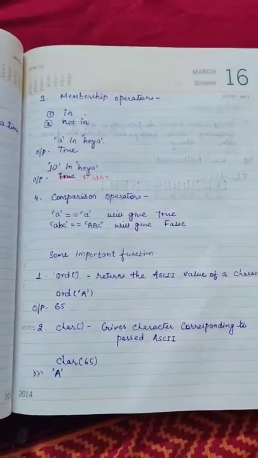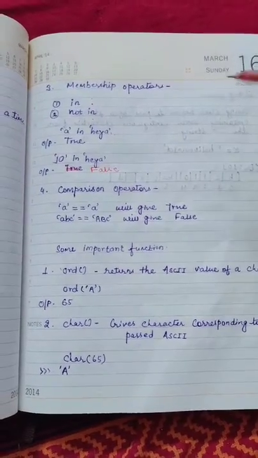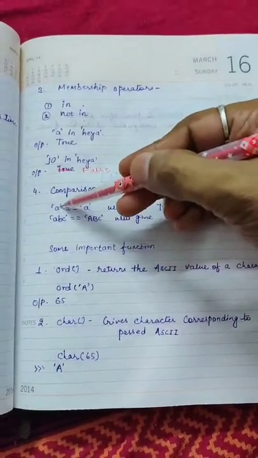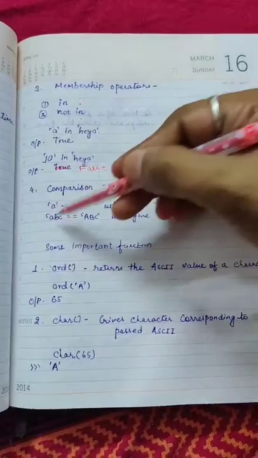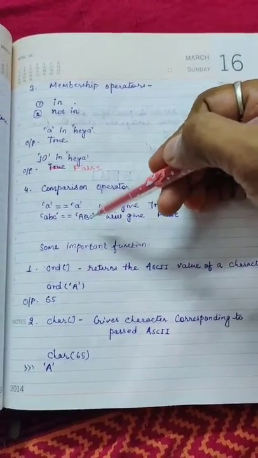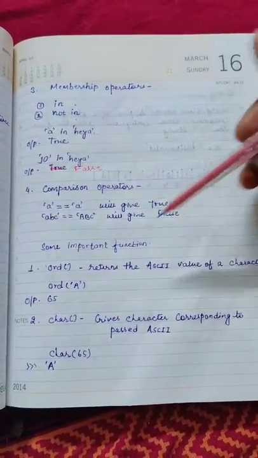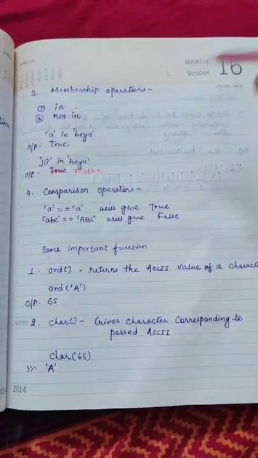Now next is the comparison operator. Comparison is for finding out the relationship between strings. So "A" equal to "A" is true. Small "abc" equal to capital "ABC": because this is small and this is capital, the return value will be false.